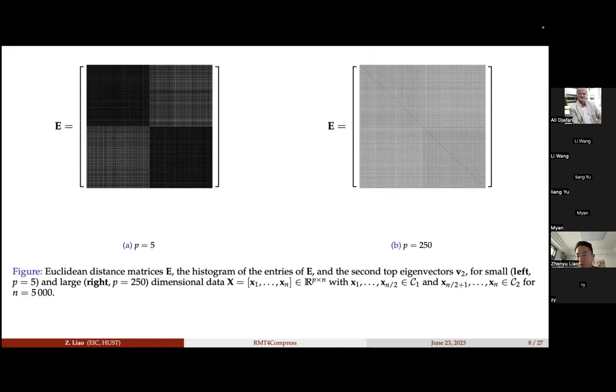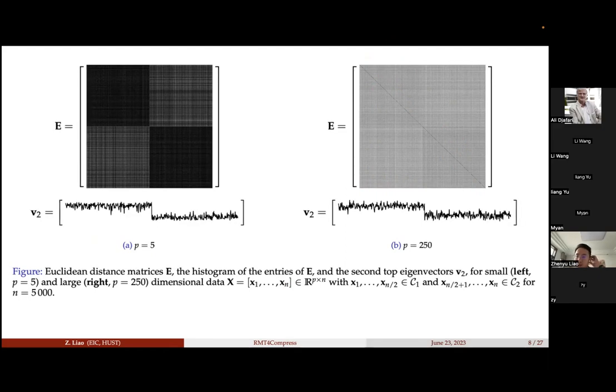And since we do not have a block shape, we clearly observe, at least visually, that it's very different from the scenario where p equals 5. However, what is even more interesting is that here we plot the vector v2, the second eigenvector corresponding to the second largest eigenvalue of the Euclidean distance matrix E. And we see, kind of magically, that these two eigenvectors look very close to each other. They look the same.